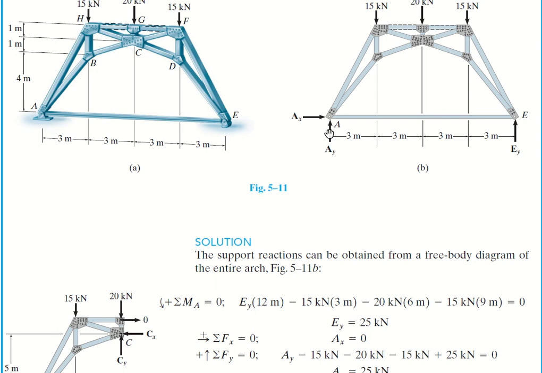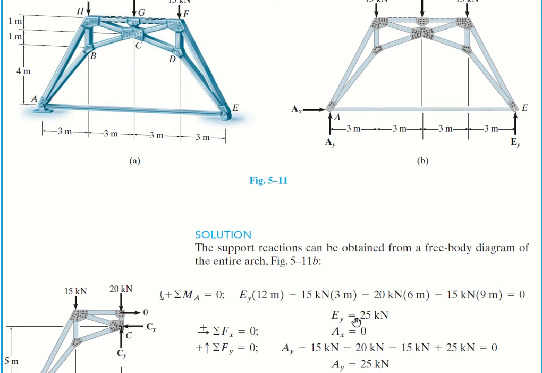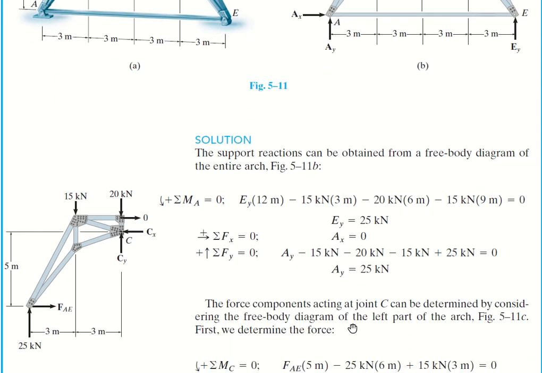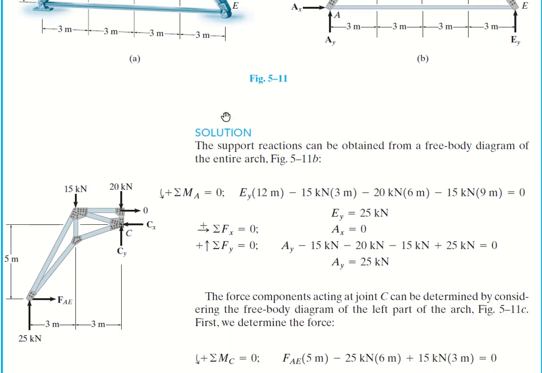So you got this. You can find summation of Fx equals 0. There is only one force in the x direction, so that will be equal to 0, and by summation of Fy you can find AY. You already determined EY, so AY will be equal to 25 kilonewton. So EY is 25, AY is 25, and AX is equal to 0. You have determined all the vertical and horizontal reactions.